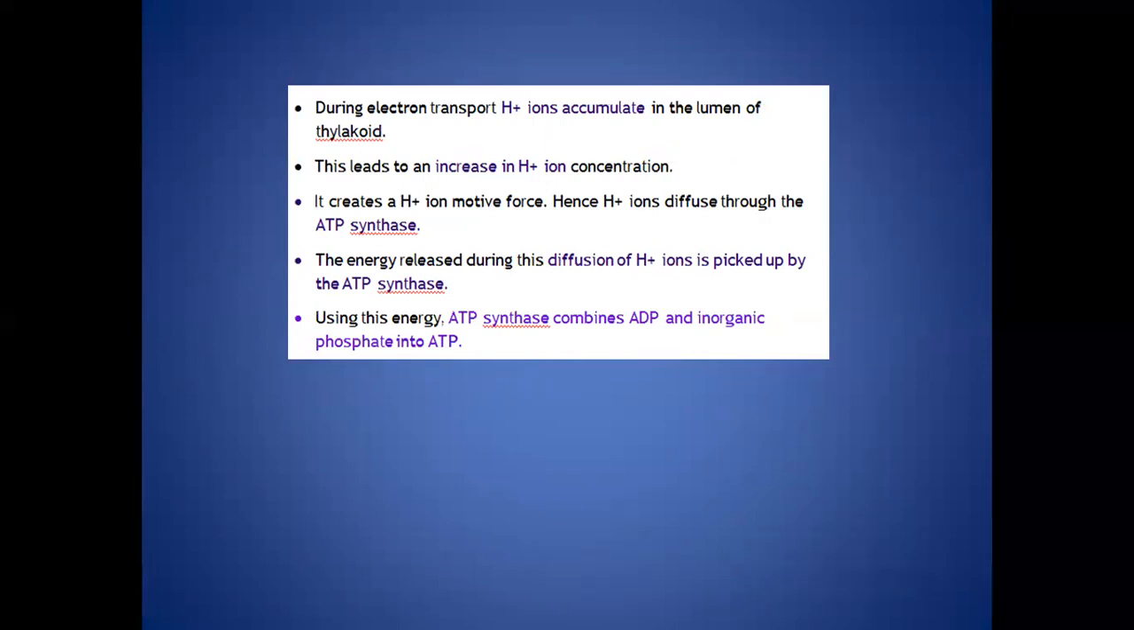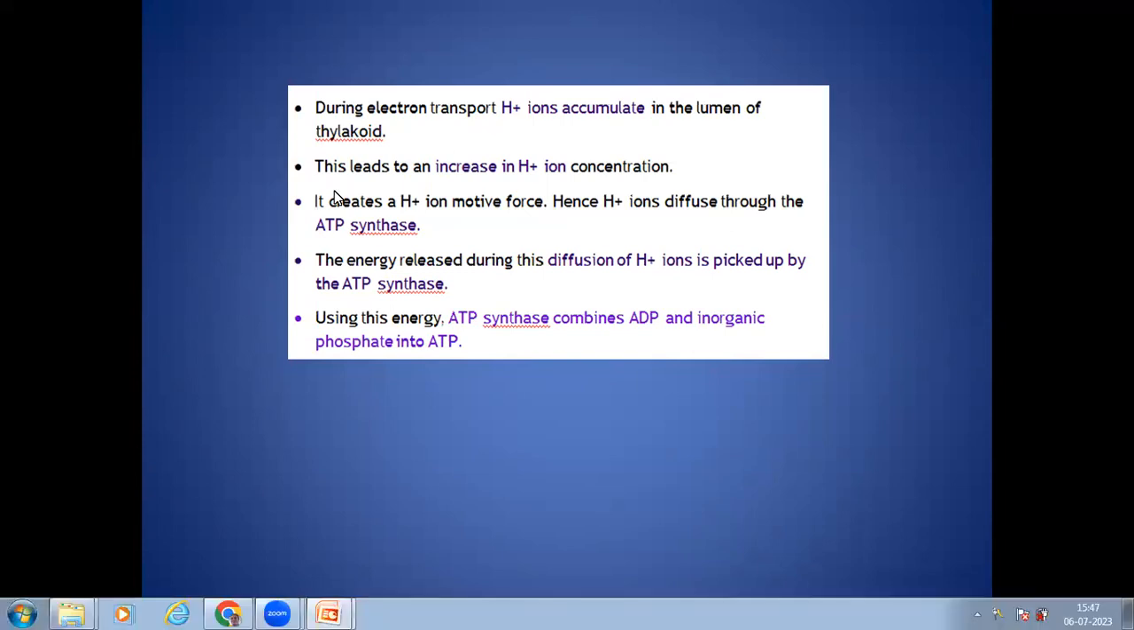The energy released during the diffusion of H plus ions is picked up by the ATP synthase. And using this energy, ATP synthase combines ADP and inorganic phosphate into ATP. That means during photosynthesis, ATP is formed. The formation of ATP in the presence of light is called photophosphorylation.